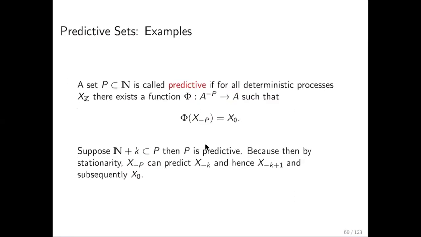Now, here's a very simple example. If I shift it by k, then I'll still get a predictive set. This is because of the following very simple reason. I've given the reason here, but let's just go through it together. So this is 0. This is k plus 1.